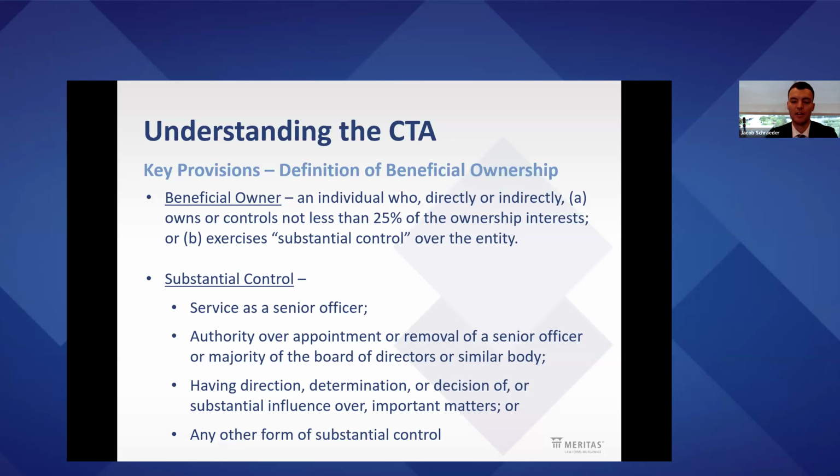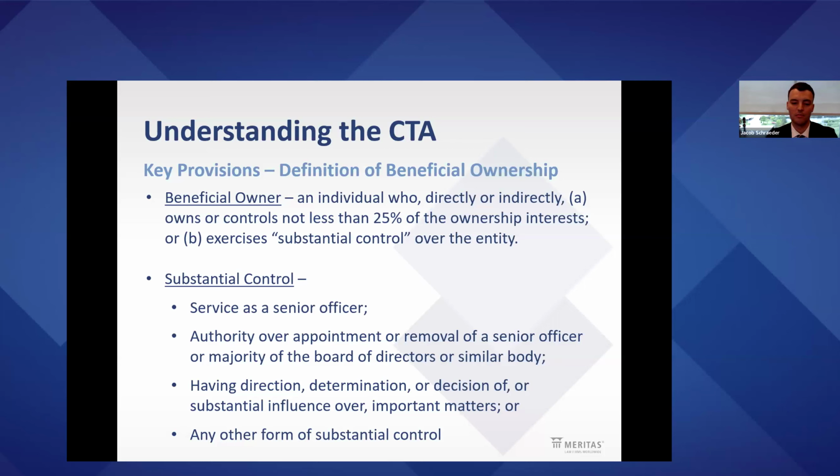The prong B, substantial control, is a little more vague because, as the definition implies, you need to actually consider a wide variety of circumstances. And so to help with this, CTA has offered some guidance, as you see here. So the first is, substantial control would be anyone who serves as senior officer, anyone who has authority over appointment or removal of a senior officer, or majority of the board of directors or similar body, and anyone who has direction, determination, or decision of, or substantial influence over important matters.